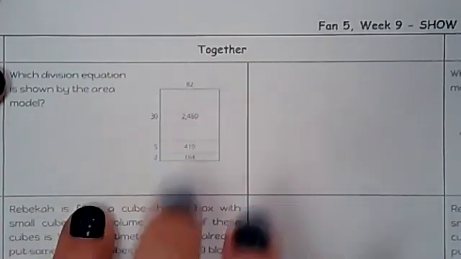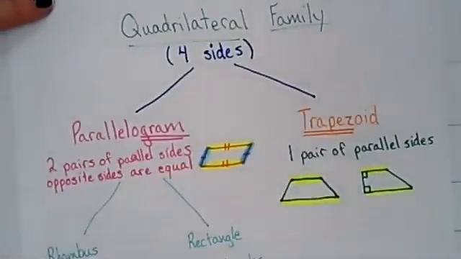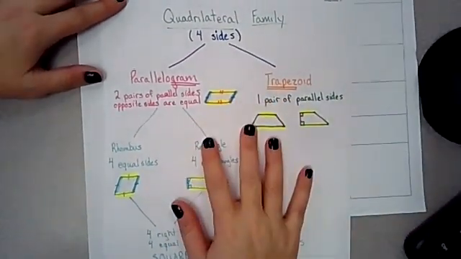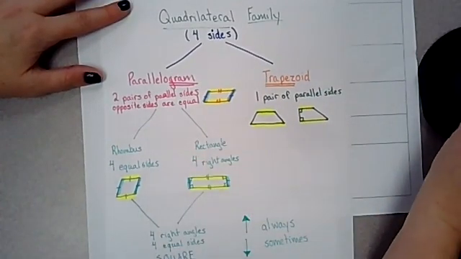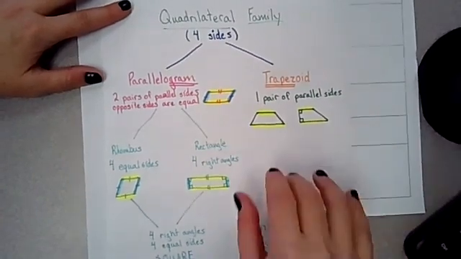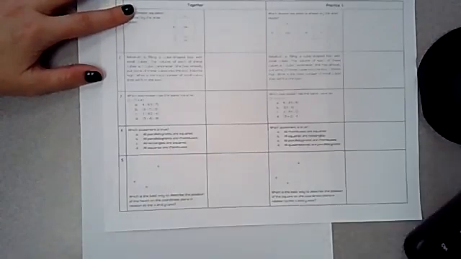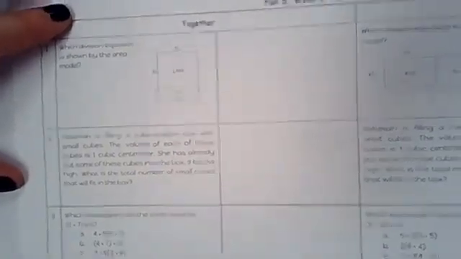Oh, actually, before I get started, if you have not recorded your quadrilateral family anchor chart, let me zoom out so you can see this. You should have done this before getting started on today's Fan 5. Because if you don't have this, you're not going to have a clue what to do when it comes to problem number 4. So this comes first, and then you can get started on this. All right, now let me zoom back in. Let me see if I can get it focused a little bit better so we can get started.